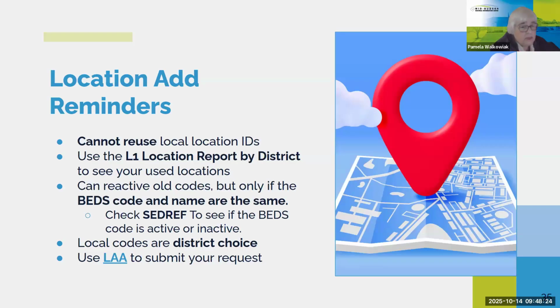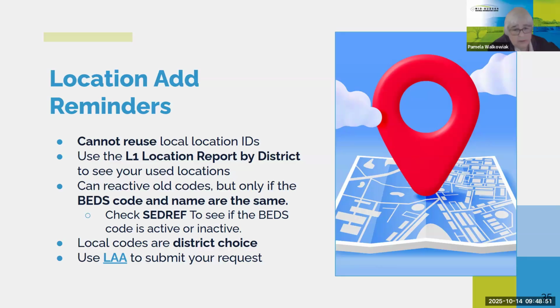And I understand oftentimes you're getting information from your special services department and they may not understand this requirement. So that's something that you should reach out and make them aware of: when they're enrolling a student, oftentimes it's a preschool student in a new location, they need to make sure that they're specifying a school BEDS code and not a district code.